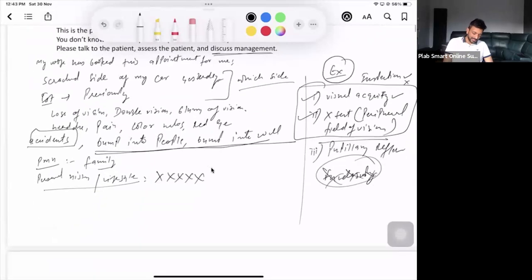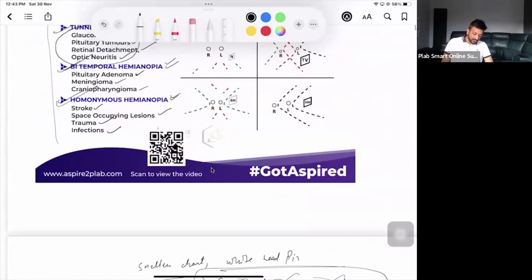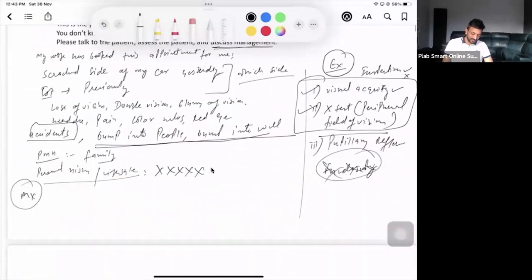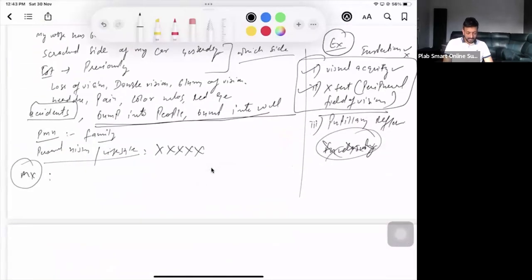Now, what is the management here? Management is to find out the problem. For example, I got tunnel vision. It could be glaucoma, pituitary tumor, retinal detachment, or optic neuritis. So what am I supposed to do? Number one, if it is in GP, I'll refer this patient to the ophthalmologist.